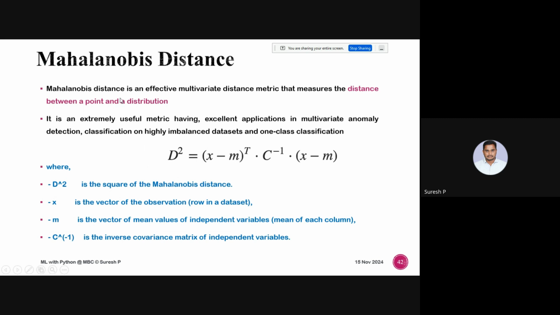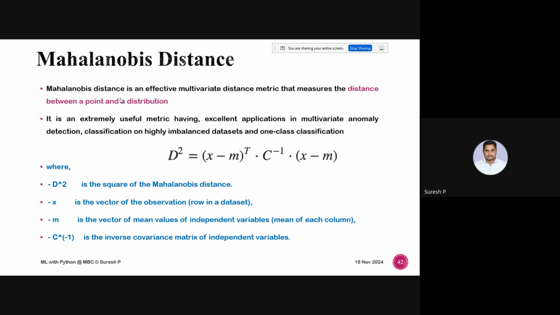Then the next one is Mahalanobis distance. It is mainly used for calculating the distance between a point and a distribution. This is a multivariate distance metric that measures the distance between a point and a distribution. If you have such a scenario, then only it will be used. So this is an extremely useful metric, particularly for multivariate anomaly detection, classification of highly imbalanced data sets, and one class classification.